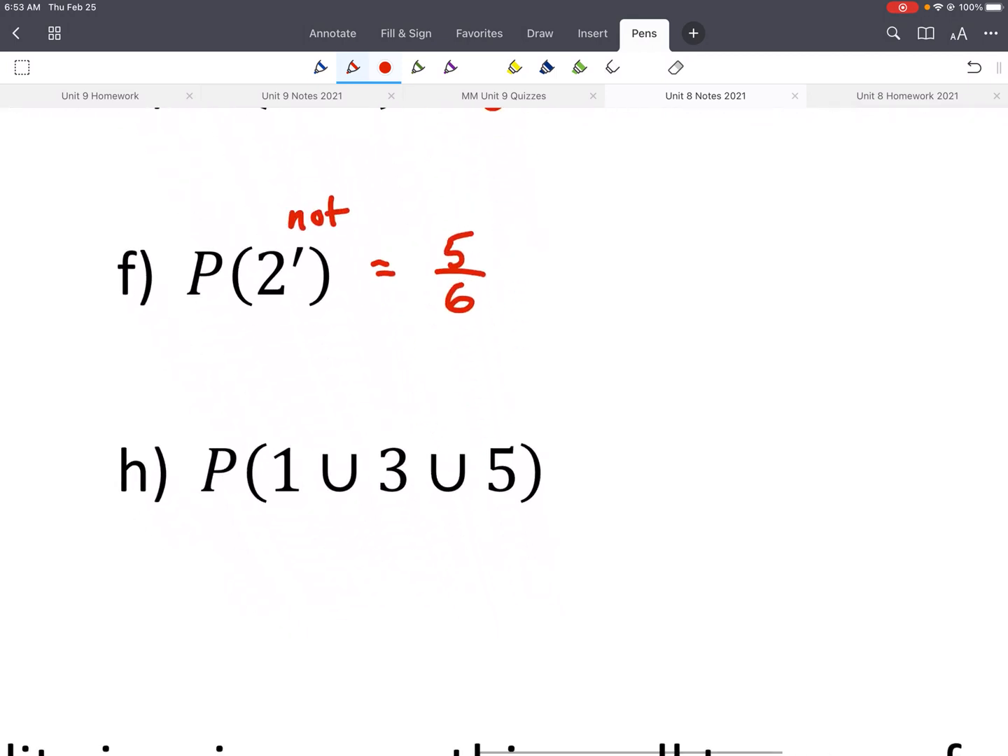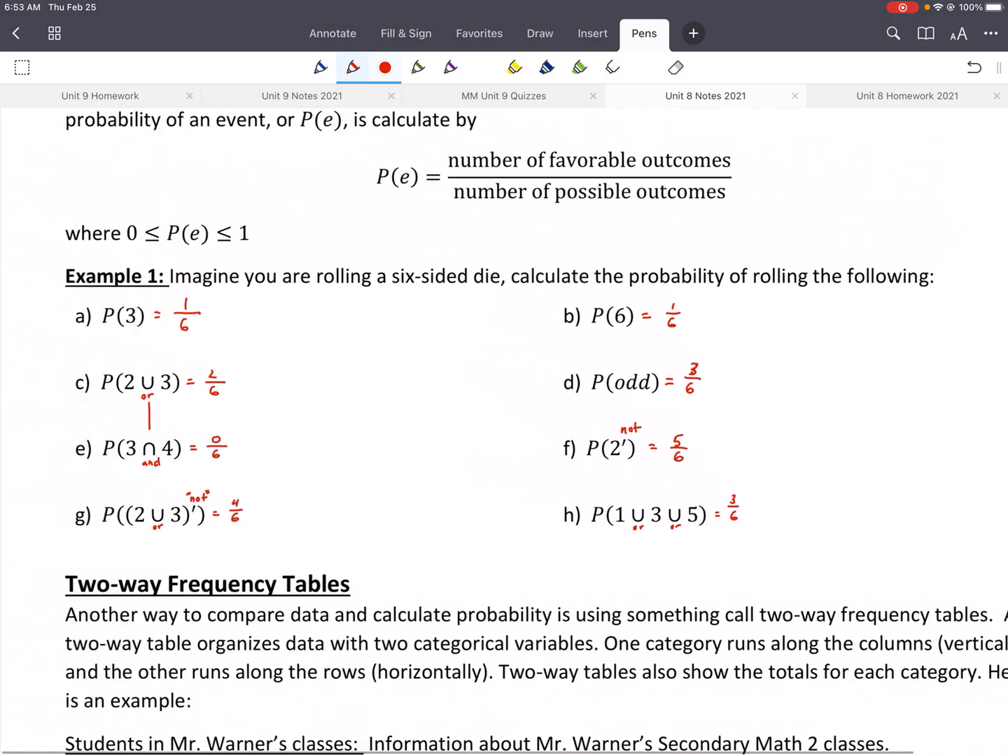And then again, this symbol, the union, we're taking it all together, or sometimes it really helps to think of it as or. So what's the probability of rolling a 1 or a 3 or a 5? So that would be 3 out of 6. All right, so again, just keep in mind that the numerator is the number of favorable outcomes, what we want, okay? And then the denominator is always the possible outcomes.